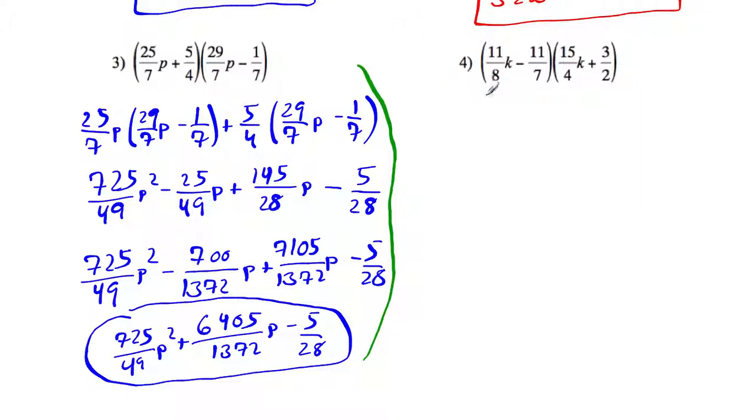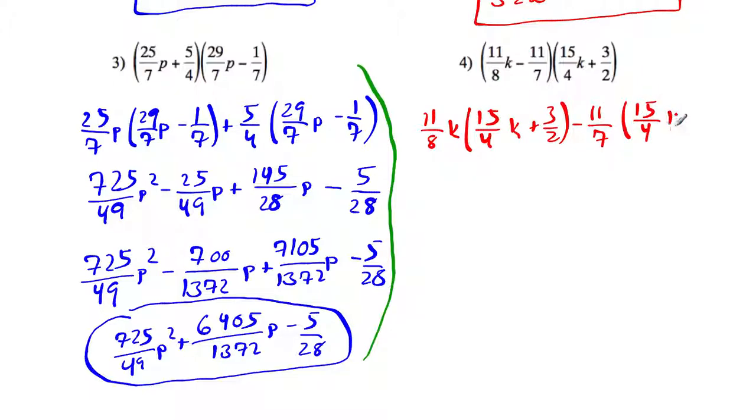All right, if we look at number 4, we want to have the same setup. So 11 over 8k times 15 over 4k. Sorry, I was just checking out that last problem. Yep, that looks good. 15 over 4k plus 3 over 2 minus 11 over 7 times 15 over 4k plus 3 over 2. Right, so we distribute this in.